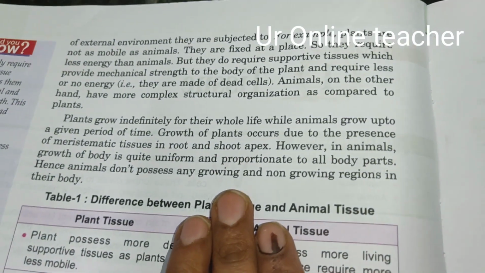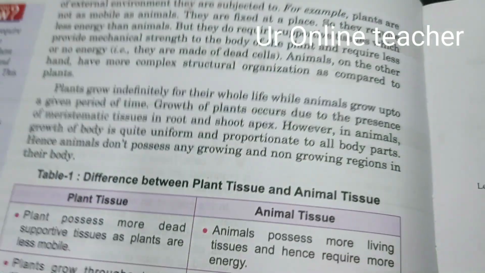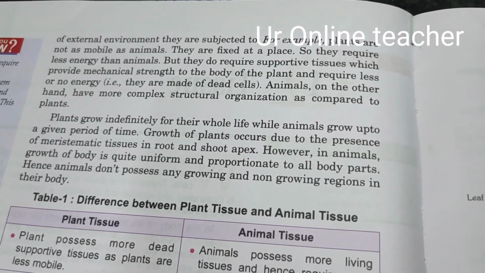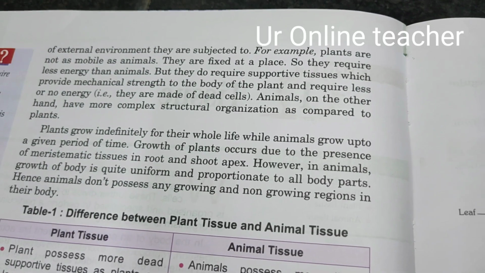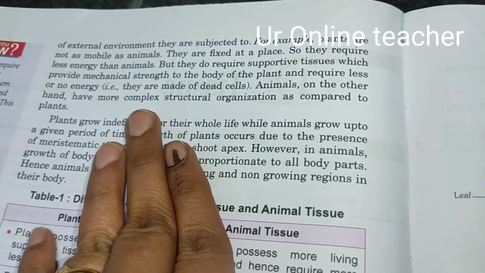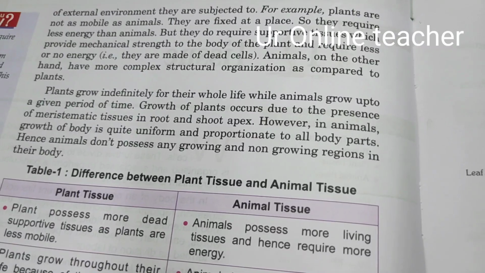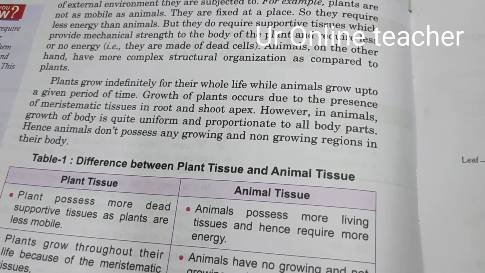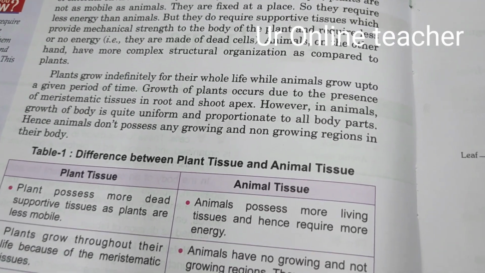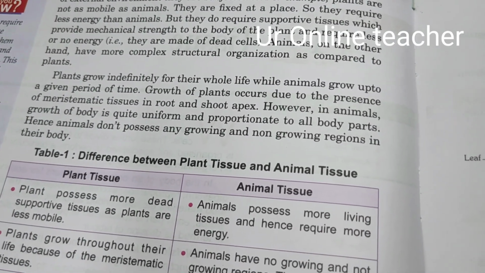But they require supportive tissue to provide mechanical strength to the body of the plant. It means they need mechanical tissue to support them to stay at a fixed place, and they require less energy because they are made up of more dead cells, whereas animals have a more complex structural organization compared to plants. Plants will grow for their whole life. But animals, will they grow for their full life? No, they will grow only for a period of time.